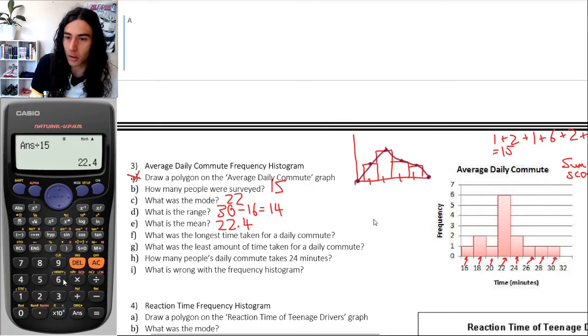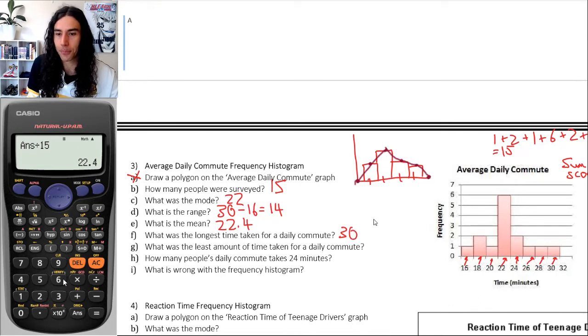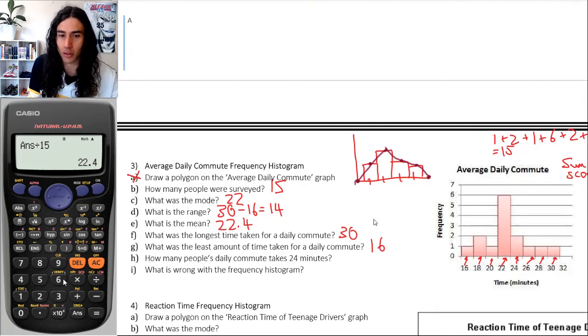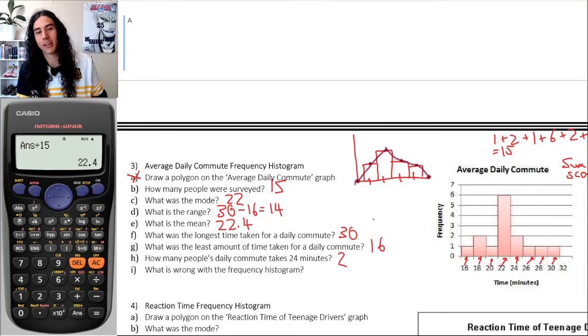Longest time taken. Someone took 30 minutes. That's the largest one. Least amount of time, 16, down the bottom. How many people's daily commute takes 24 minutes? 24 minutes, we said 2. And what is wrong with the frequency histogram?